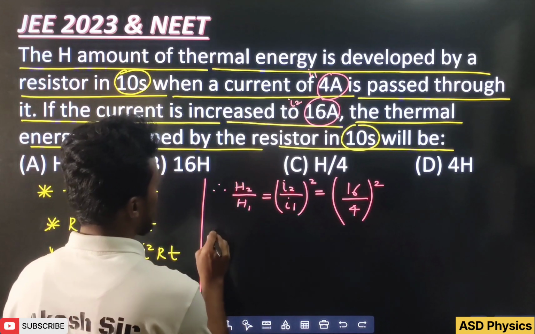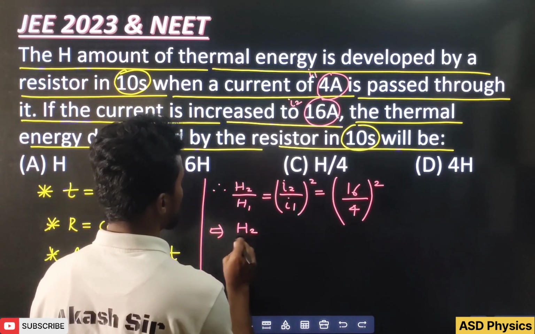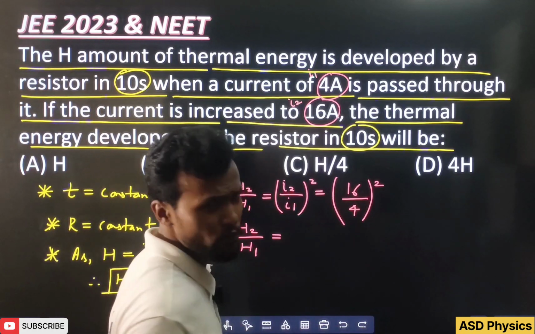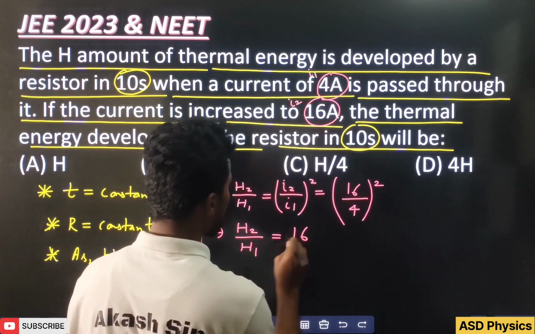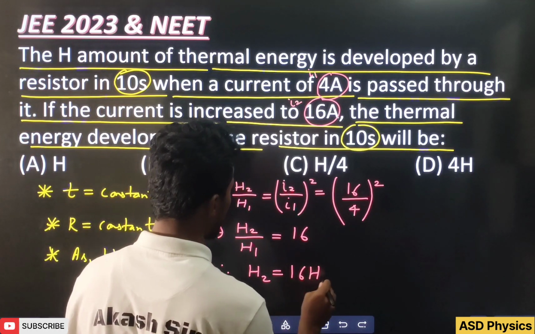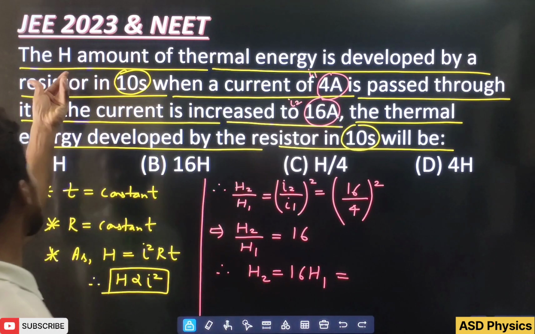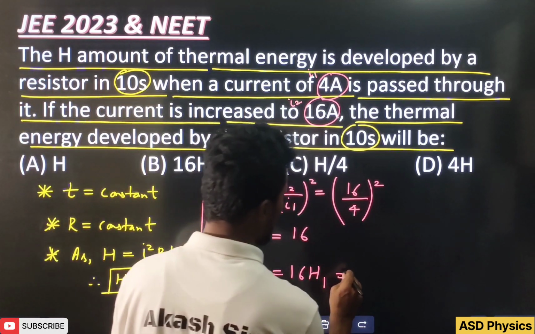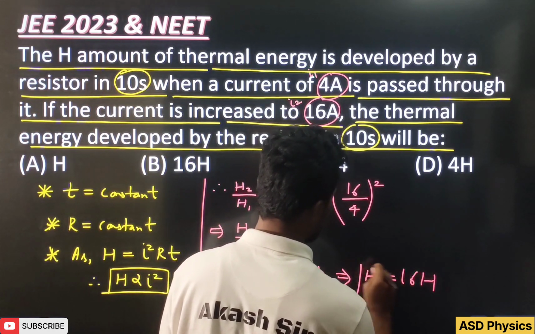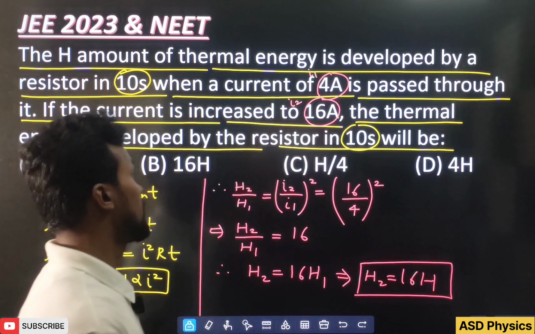Okay, and after that what will come here? See, H2 by H1 is equal to 16 by 4 means 4, 4 square means 16. So hence I can write here H2 equal to 16 H1. Now the initial heat, how much is given here? H. That means I can write here H2 equal to 16H. Very easy. Not that complex a question.